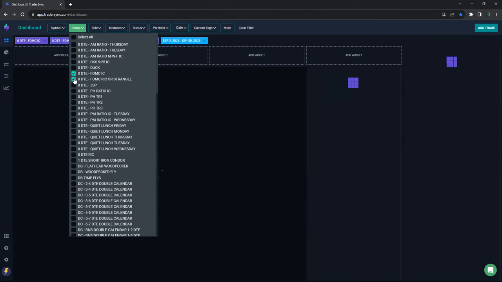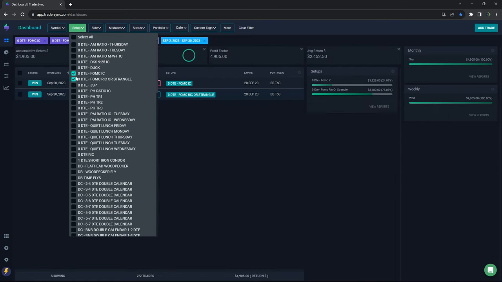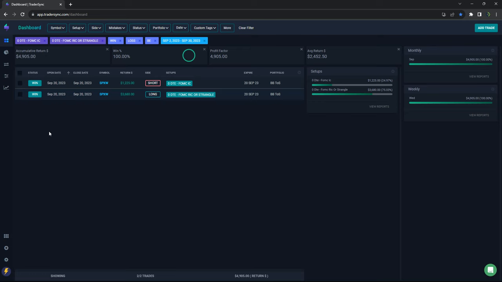Had a couple of FOMC trades. We had Jerome Powell on the stand in September, so I have two different FOMC trades. One was good for a little over 1,200. One was good for over 3,600. So a little over 4,900 on the FOMC trades.